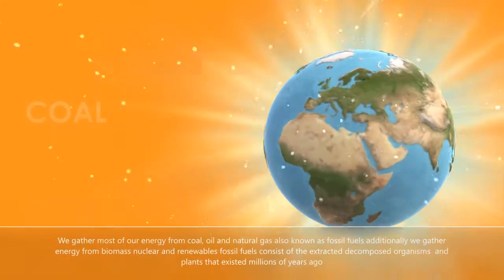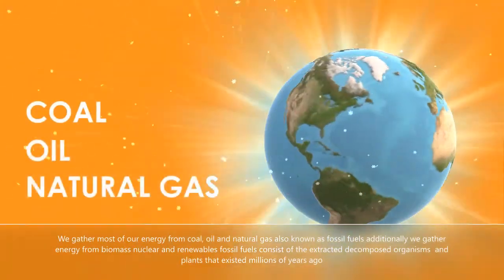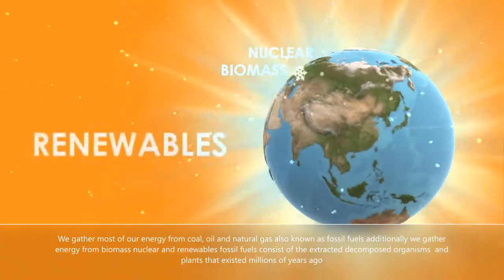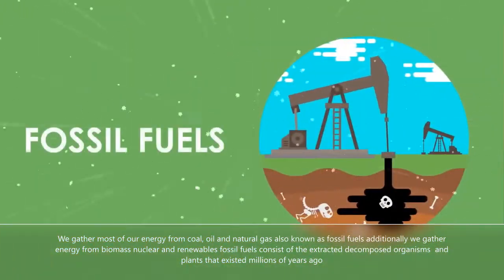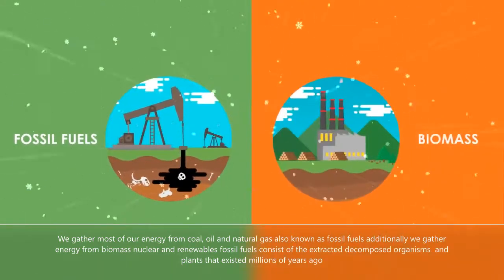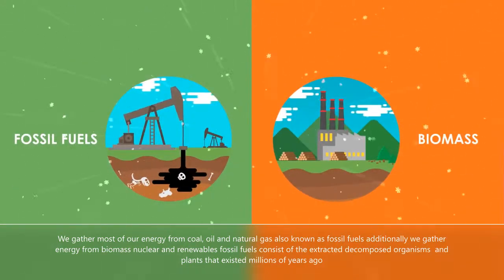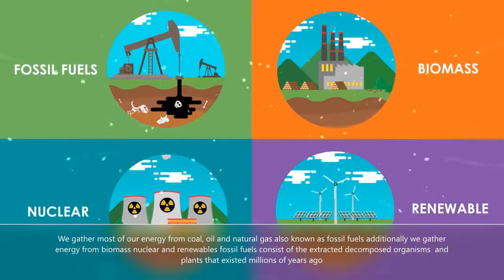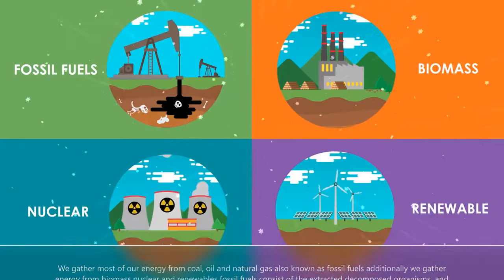We gather most of our energy from coal, oil, and natural gas, also known as fossil fuels. Additionally, we gather energy from biomass, nuclear, and renewables. Fossil fuels consist of extracted decomposed organisms and plants that existed millions of years ago. Biomass converts plants into biometric material to produce energy. Nuclear energy is released. Lastly, renewable energy comes from a source that's not depleted when used, such as wind or solar power.